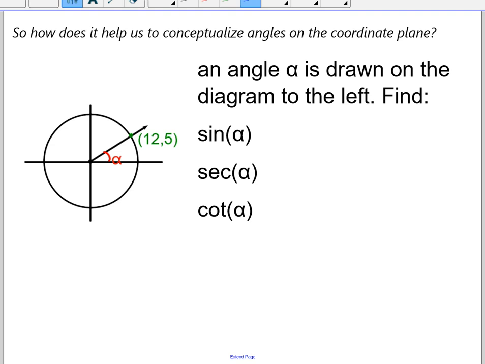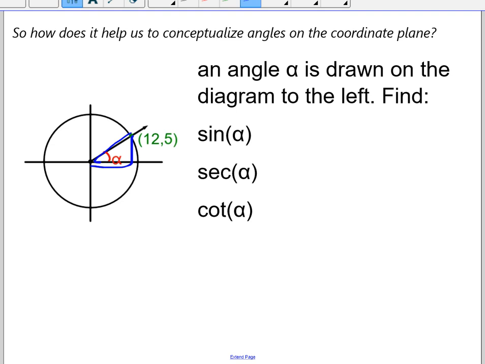And let's get back to the aim for today's lesson, because boy, we are running out of time. How does it help us to conceptualize angles on the coordinate plane? Why did we bother to put our angles in standard form? So we've got an angle theta drawn on the diagram to the left. We don't know what that angle is, but we can say that it is hitting a point on the circle, 12, 5. And here's what we can do with that. I'm just going to draw a right triangle around this angle.